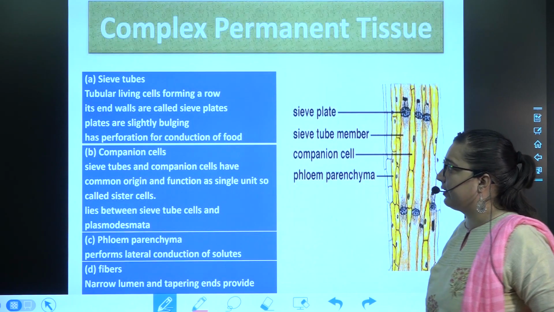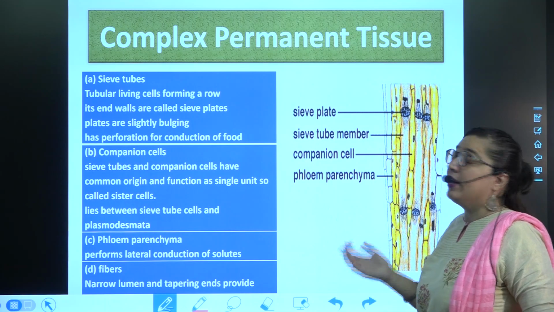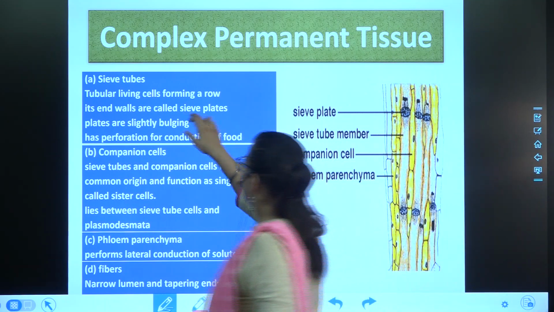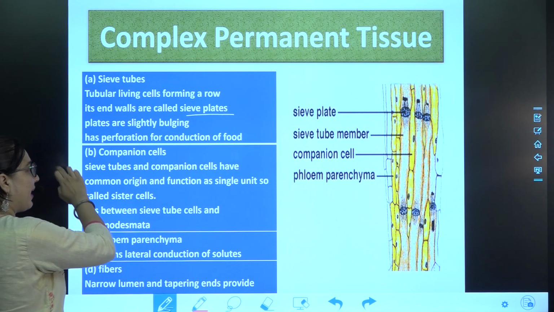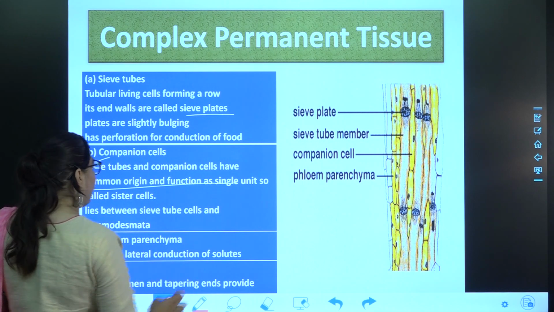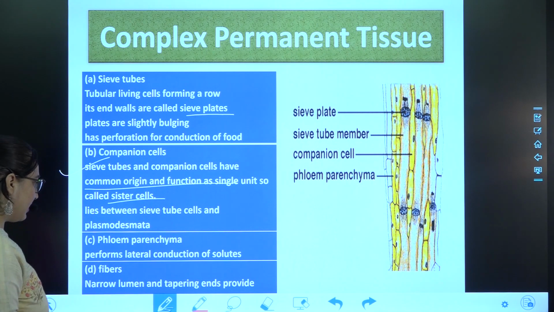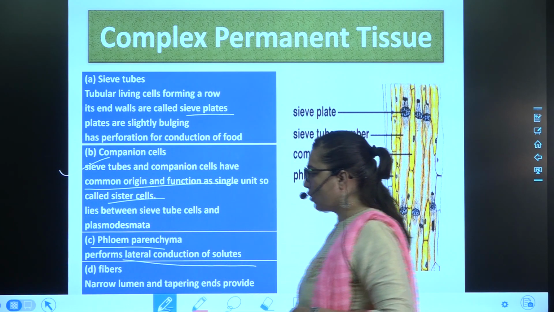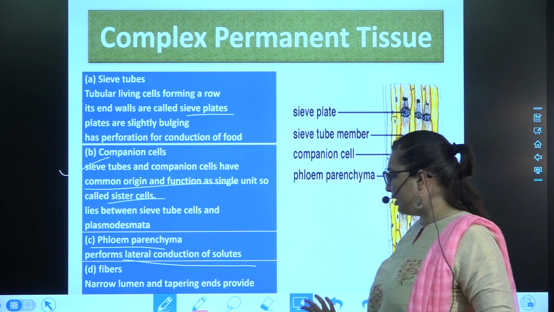So here it is. Sieve tubes are tube-like structures forming a row, and at the end what is it having? The sieve plates, which are bulging. Companion cells have common origin and function, so what are they called? Sister cells. Phloem parenchyma will perform the lateral conduction of the solutes. Coming to the fibers, they have a narrow lumen and they are tapered towards the end.